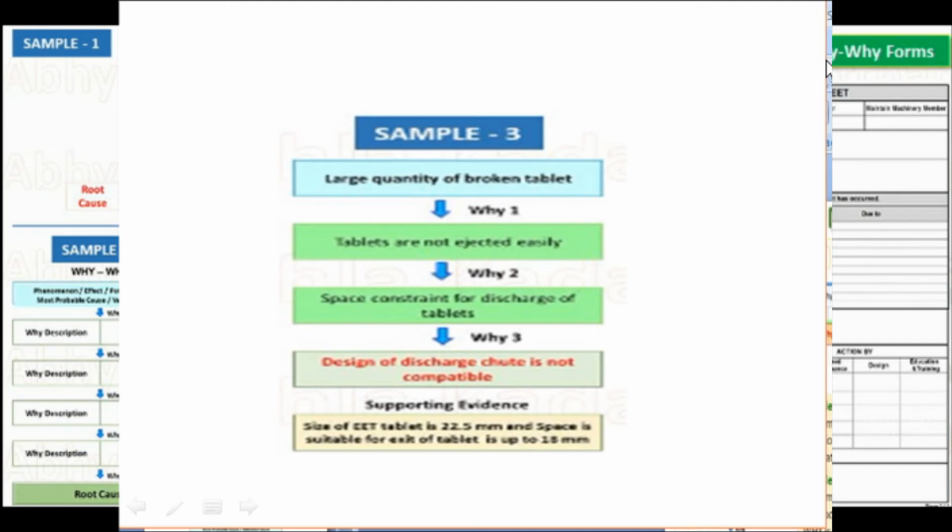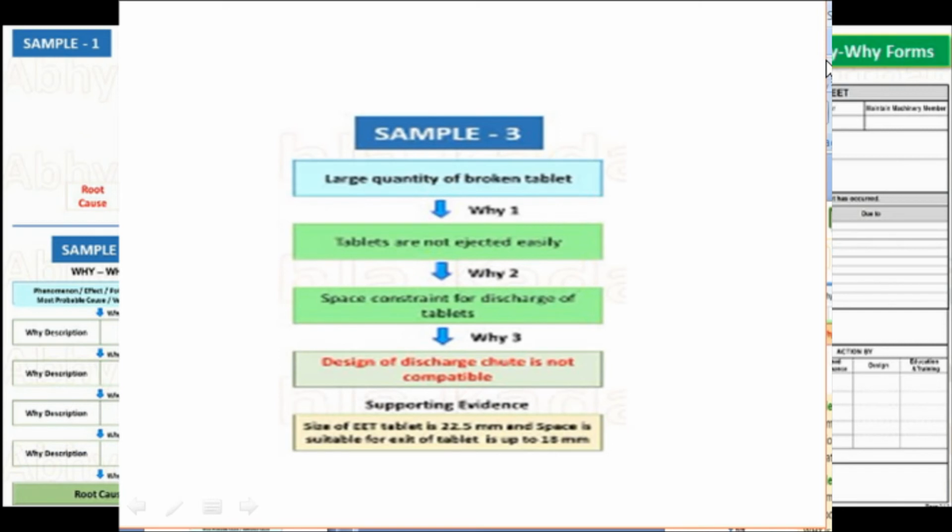The root cause number 2 is that the space of the carrying machine for discharging the tablets was not good, and the design of the discharge chute is not compatible. Then you have to prepare supporting evidence for that, like the size and dimensions. You put the evidence behind all the whys, from the description you have. Then you will automatically reach the next level of root cause with the why analysis.